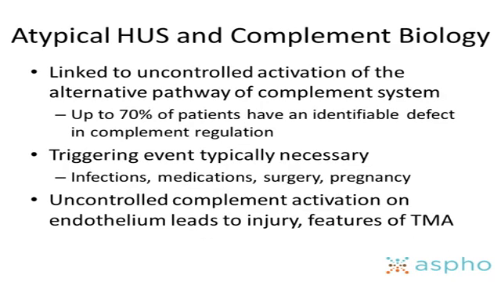So it's long been associated that atypical HUS is linked to a defect in the regulation of complement biology, specifically of the alternative pathway of the complement system. This is because up to 70% of patients with atypical HUS have some identifiable defect in complement regulation. In general, a triggering event is necessary to bring about a disease manifestation, but this can be from a wide variety of insults: infections, medications, surgery, and pregnancy, among others.